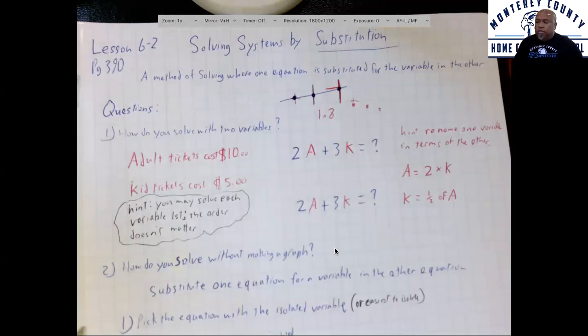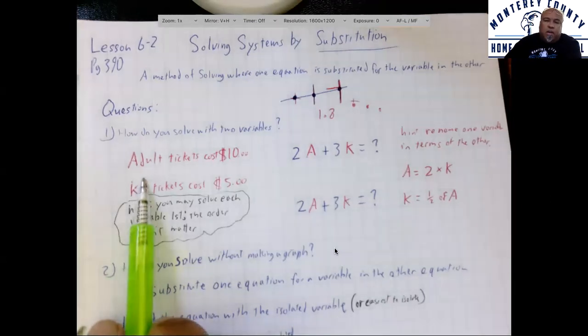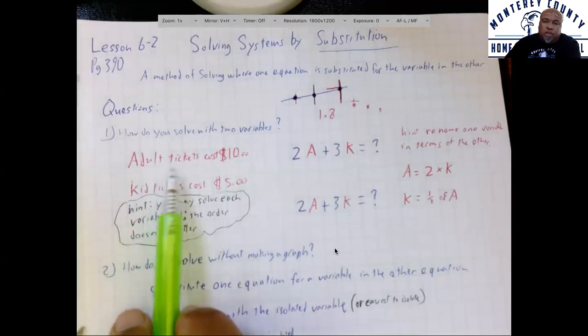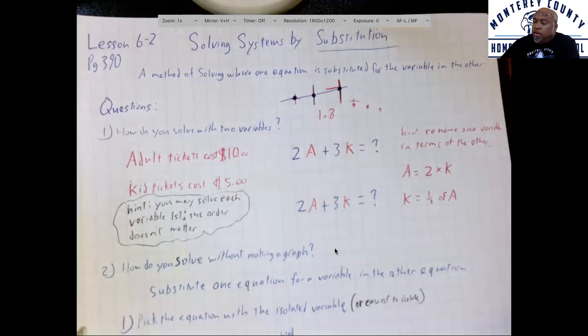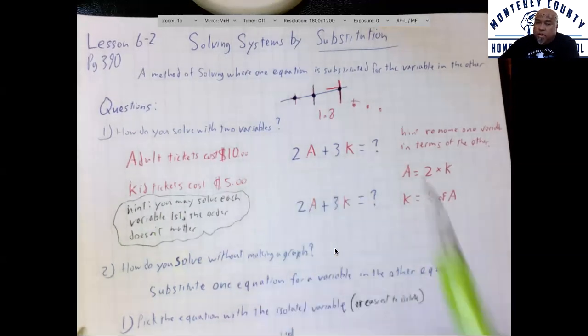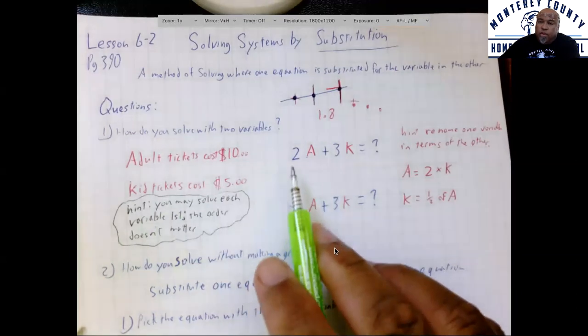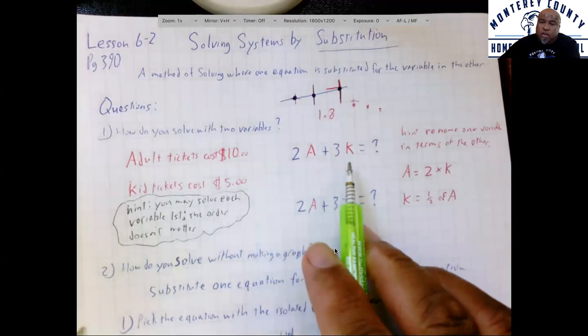So I have an example here to show you. Let's just say you have a word question about buying tickets to go to a show. Adult tickets cost $10 and kid tickets cost $5. Okay? So let's just say that you have 2 adults and 3 kids attending the show. So now I have 2 variables, 2a, a meaning adults, plus 3k, k meaning kids.